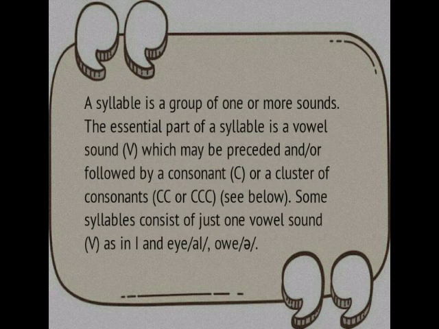A syllable is a group of one or more sounds. The essential part of a syllable is the vowel sound V, which may be preceded and or followed by a consonant C or a cluster of consonants, C, C or C, C, C. Some syllables consist of just one vowel sound V, as in I and A, or O, or OE, or EA.